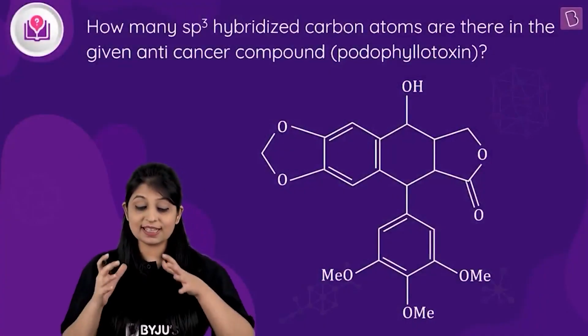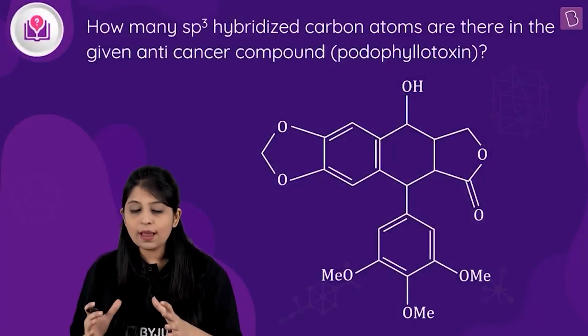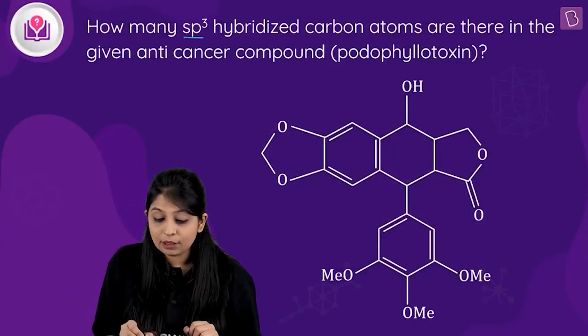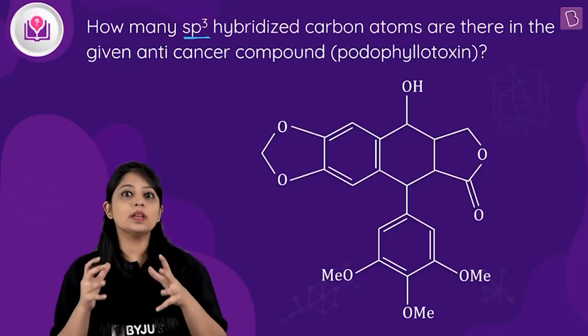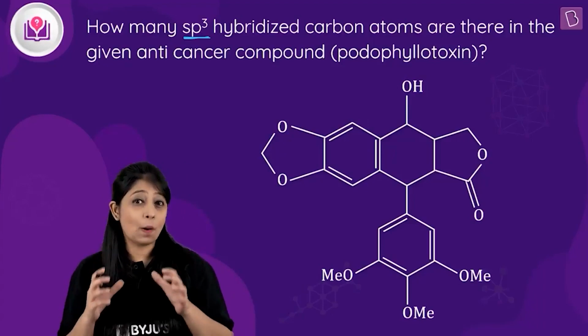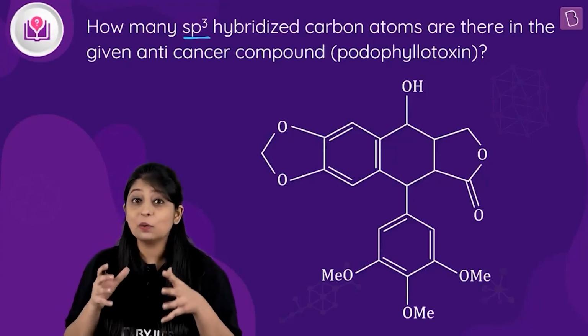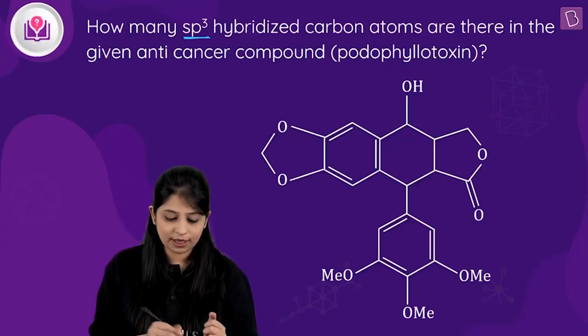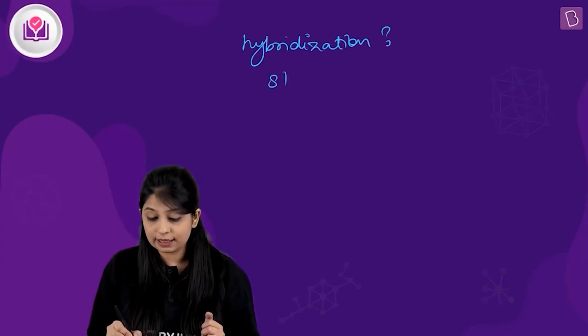So here we are given this anti-cancer compound, a very big, very complex compound, right? We have to find out the number of carbon atoms which are sp3 hybridized. This compound seems complex and too big as well, but the question is not. The question is very, very easy. We have to find out the hybridization of the carbon atoms. And how do we find that out? We find it through the steric number.